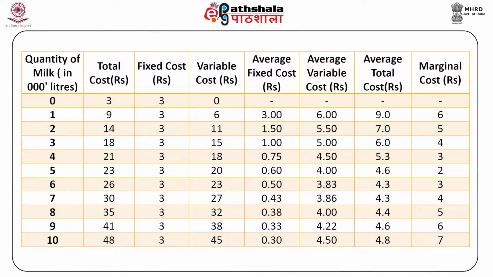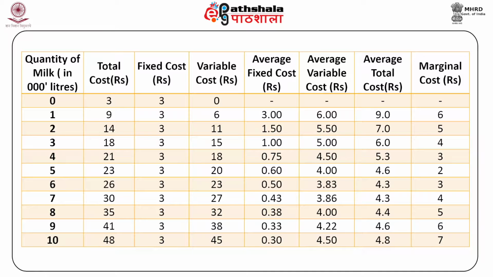Following is the data of a firm that produces milk. Table 1. Various measures of cost. Table 1 represents the different costs which are involved in the production of milk by a firm. Total cost increased with an increase in output. Up to 5,000 liters of milk, total cost increases at a decreasing rate or at a slow pace, but after that increases at an increasing rate or at a faster pace.